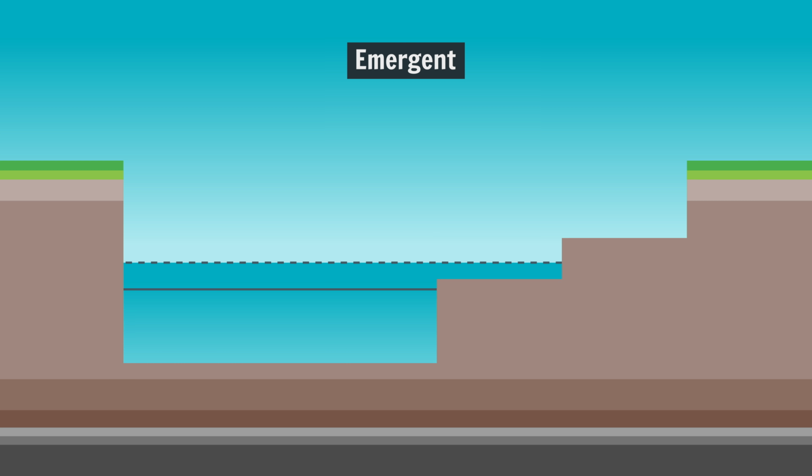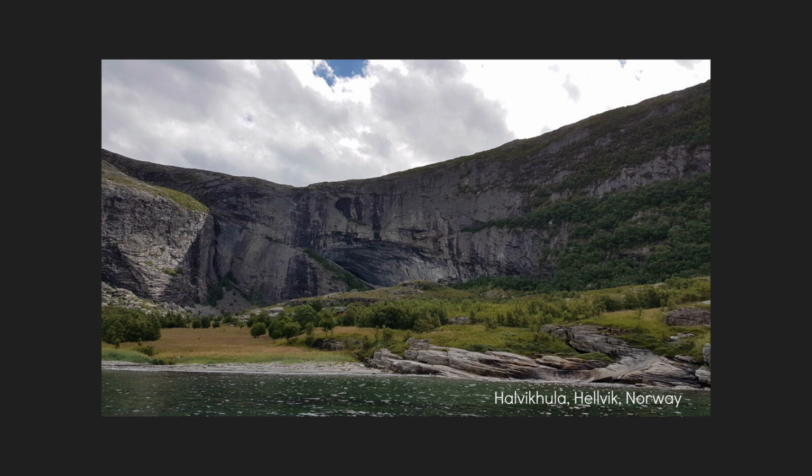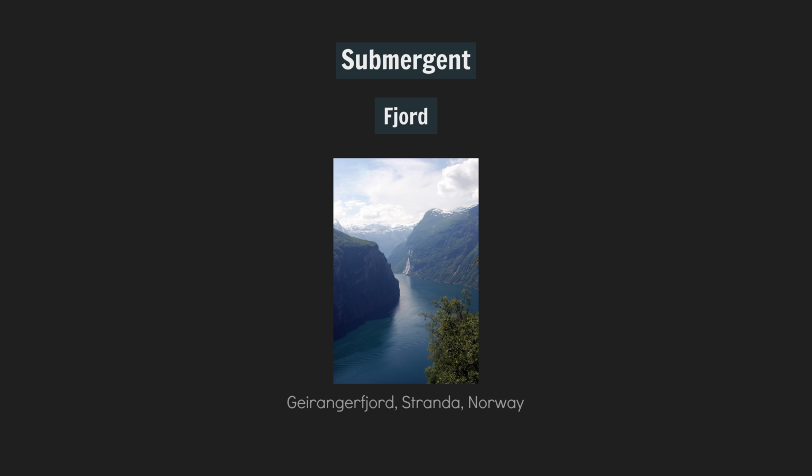Emergent rocky coasts may feature extra high cliffs or uplift terraces. This is where old cliffs and platforms are lifted up out of the sea and new cliffs and platforms form. You can also get fun stuff like raised sea caves hanging out hundreds of meters above sea level. The major submergent rocky coast is the fjord coast, which we will talk about later.